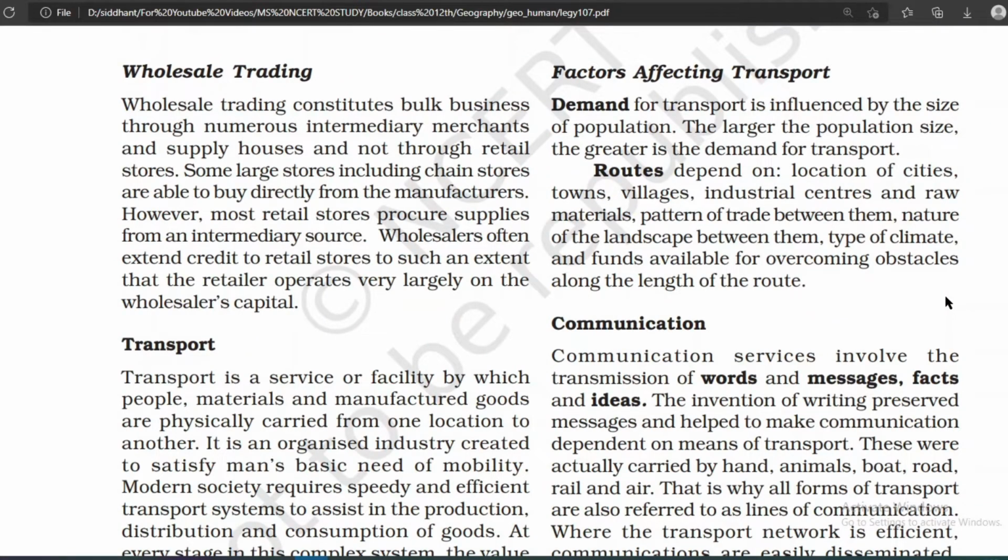Factors affecting transport. Demand for transport is influenced by the size of population. The larger the population size, the greater the demand for transport. Routes depend on the location of cities, towns, villages, industrial centers, and raw materials, the pattern of trade between them, the nature and landscape between them, the type of climate, and funds available for overcoming obstacles along the length of the route.